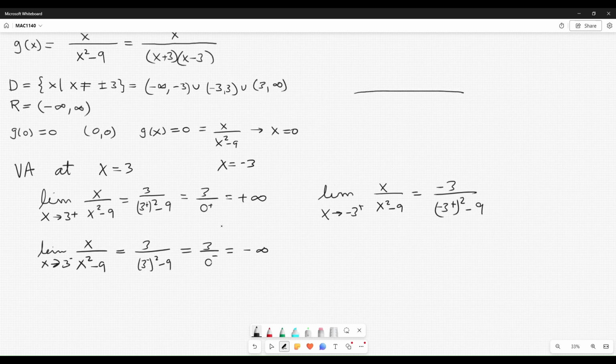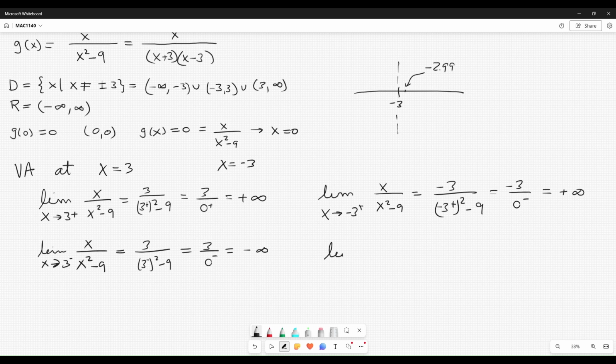Negative 3 plus is in that direction. I suppose it's like minus 2.99. And when you square, it becomes positive, but it's smaller than 9. Entonces negative. Entonces es negative 3 over 0 minus. Entonces positive infinity. And the asymptote here, positive infinity.